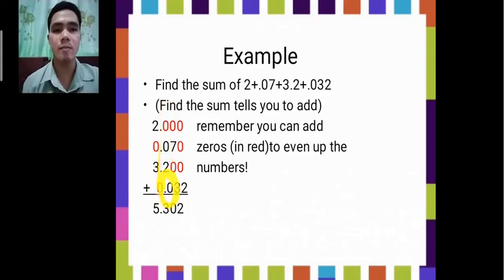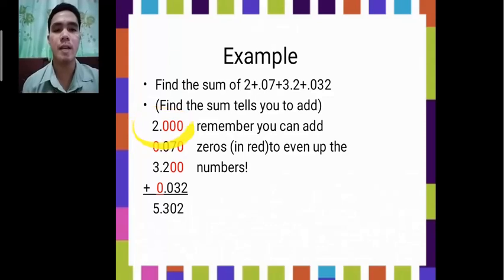Okay, as you can see, the 0.032 should be lined up for you to solve it correctly. And take note that you can add zeros. As you can see, we have zeros in red to even up the numbers. So since the bigger place value is thousandths, we have to even up the decimal numbers.